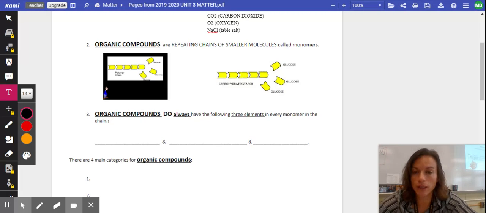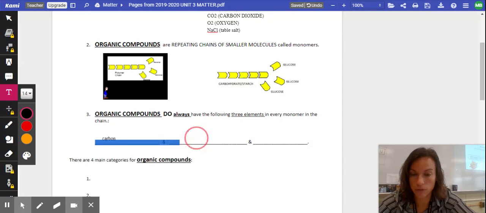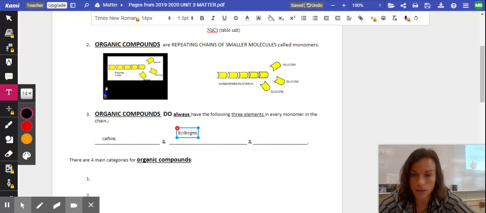Okay? Something about organic compounds that you can use to remember them is they do always have the 3 elements. So they're always going to have carbon. They're always going to have hydrogen. Sorry about that. And they're always going to have oxygen. So they're always going to have all 3 of those together. Okay. So organic compounds, unlike their counterparts, the not organic or inorganic ones, will always have carbon, hydrogen, and oxygen, and they'll always be in chains and like a complex molecule.